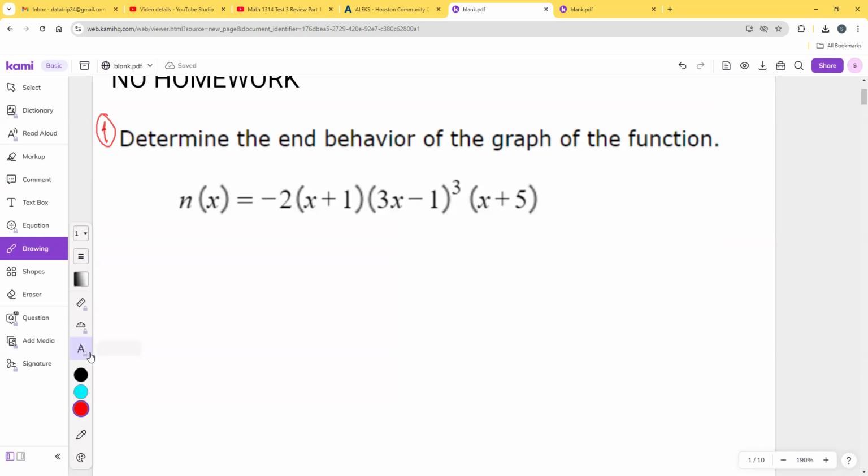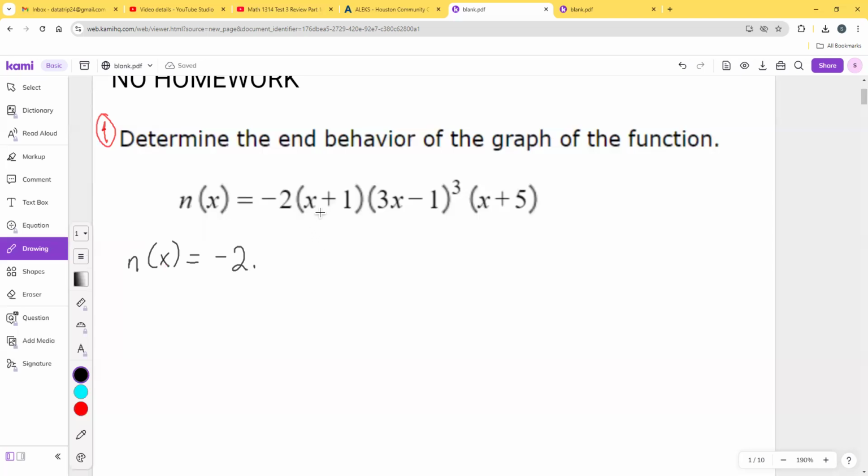All right. Now, can you guys help me? What's the first thing I'm going to do here? We need to find the ultimate degree, right? We need to find the ultimate degree and the ultimate leading coefficient. So for n of x, the function, do we care about the -2? Do we care about the -2? Yes. So we're just going to copy it.